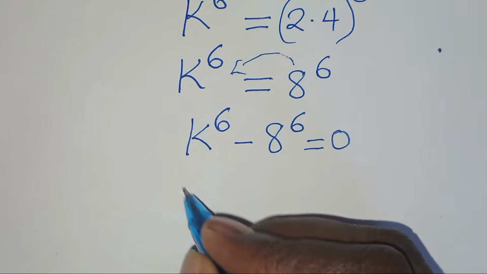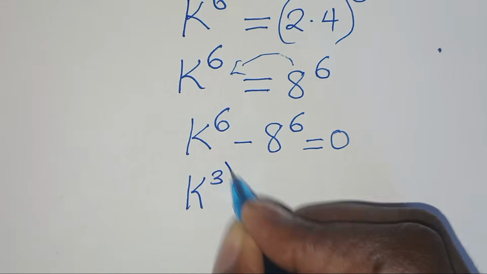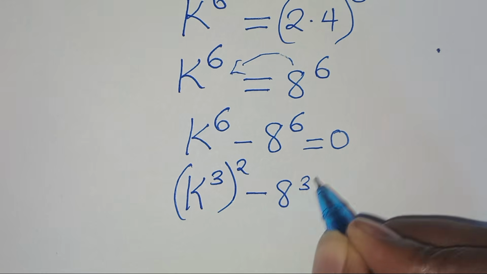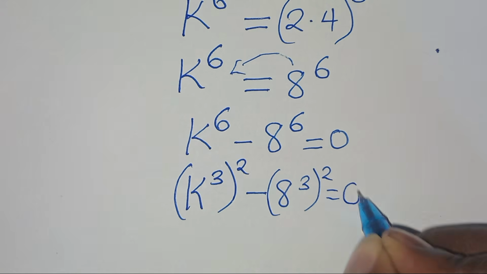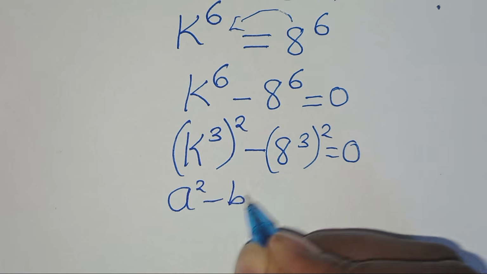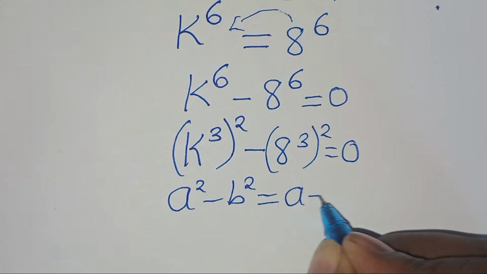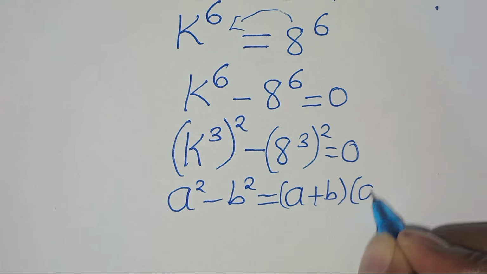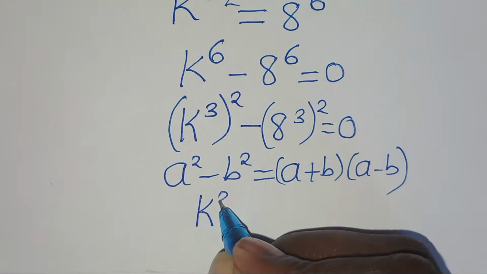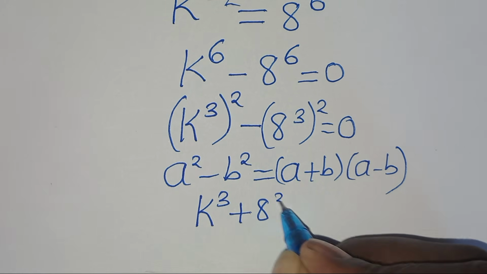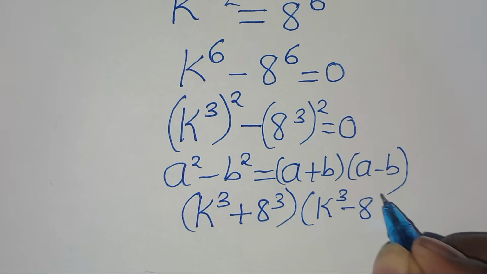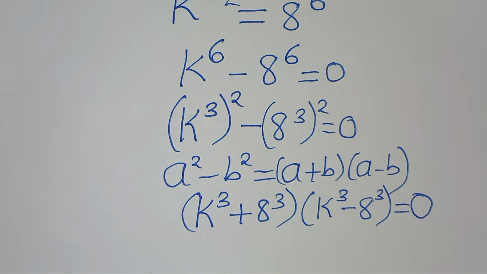We can express k^6 as (k^3)^2 minus 8^6, which is (8^3)^2. This is equal to 0. Now this equation here is actually the difference of two perfect squares, which we can express as (a plus b) multiplied by (a subtract b). So this means that we have (k^3 plus 8^3) multiplied by (k^3 subtract 8^3). This is equal to 0.